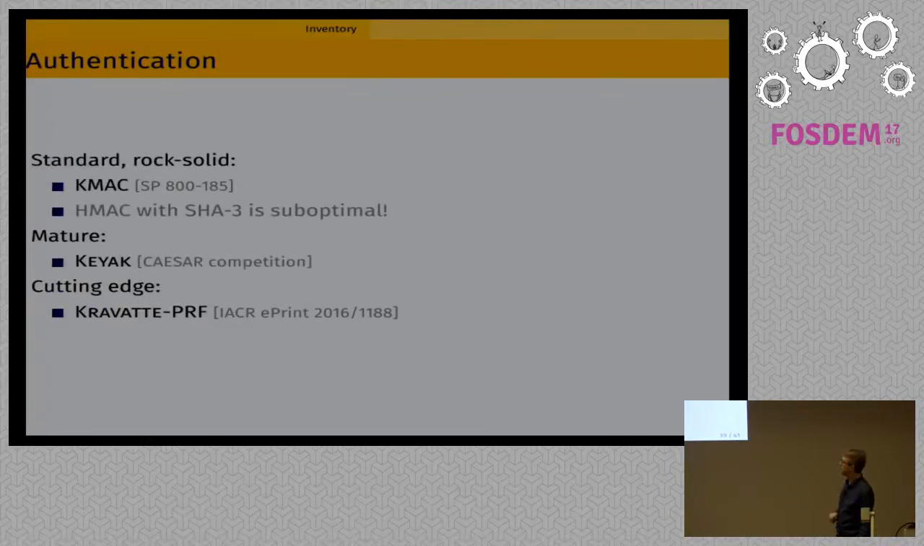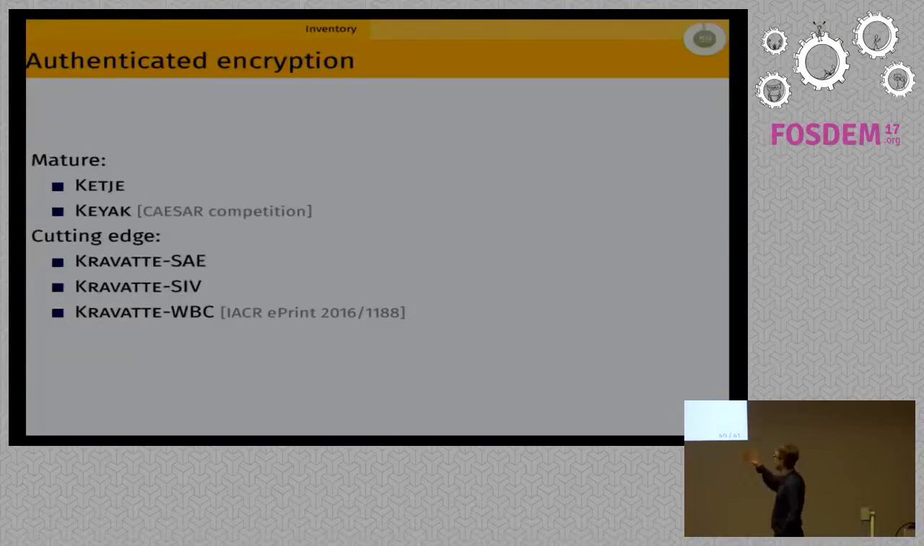And authentication, there is Keccak, part of the SP 800-185. Of course, you could use HMAC with SHA-3, but that's really suboptimal, not a good idea. You can use Keccak, so Keccak is authenticated encryption, but you can use it also for simple MAC. And then this Cravate, a new construction, can be used also for authentication. And then authenticated encryption, of course, Keccak, and then all the flavors of Cravate that I mentioned earlier.